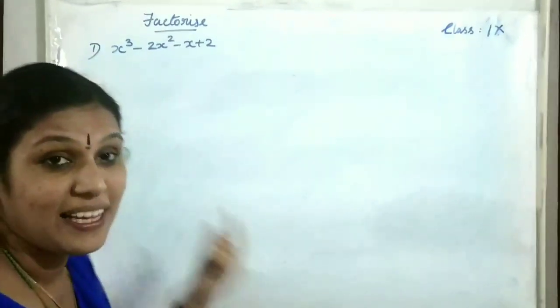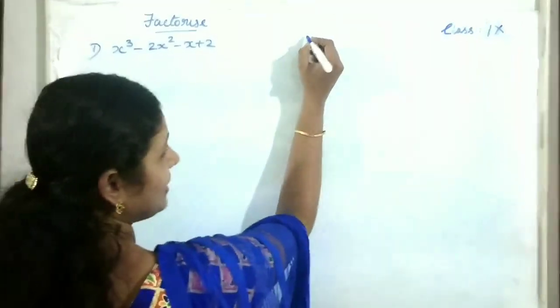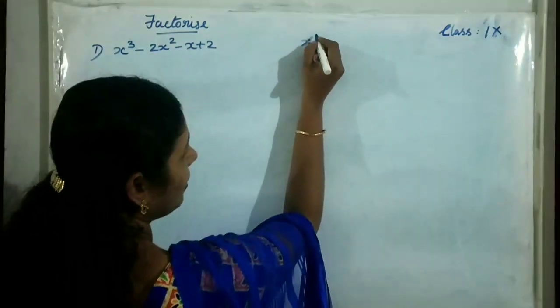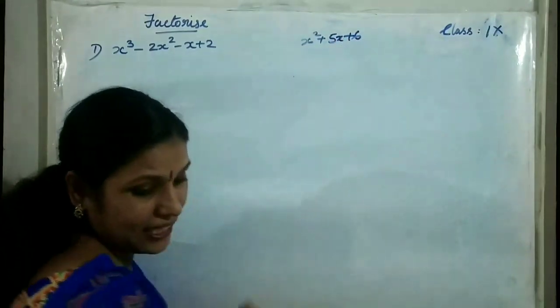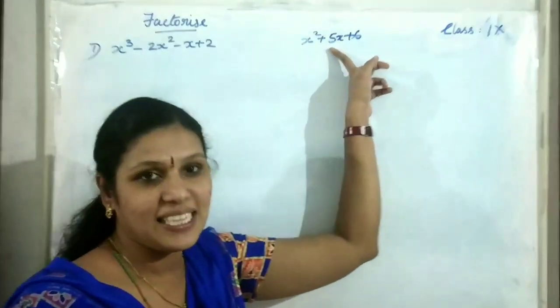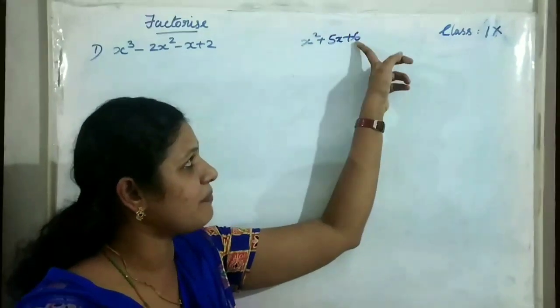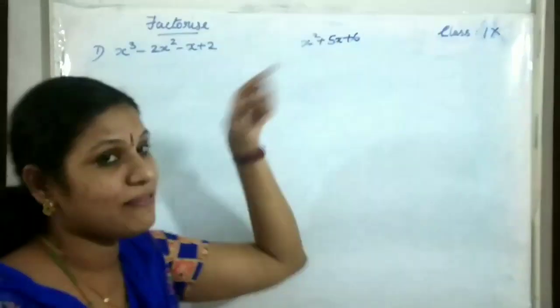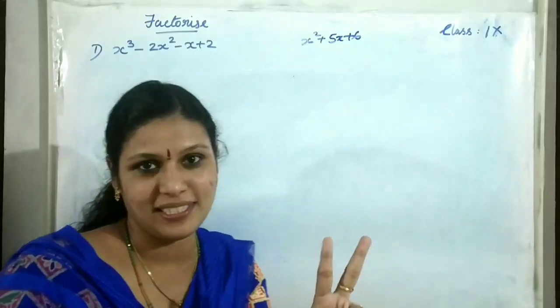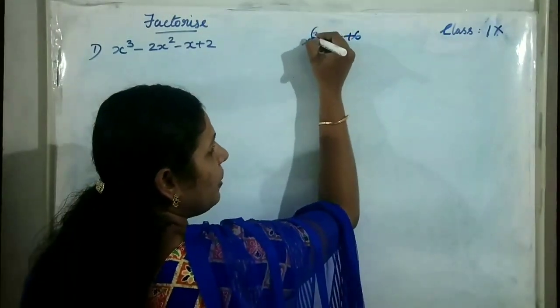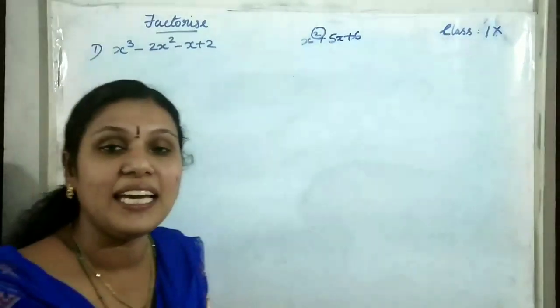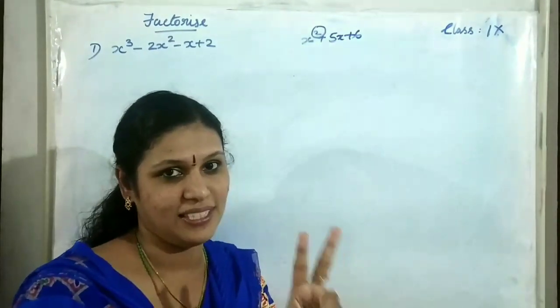In the last class we studied a problem like this: x square plus 5x plus 6. In this question we get two factors. How do we know that? The degree of the polynomial is 2, so that's why it has two factors.